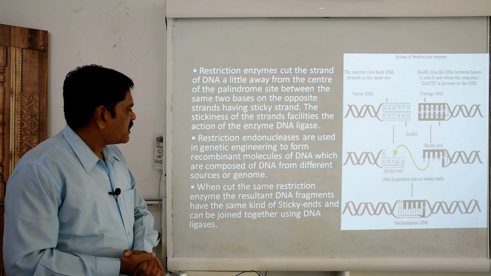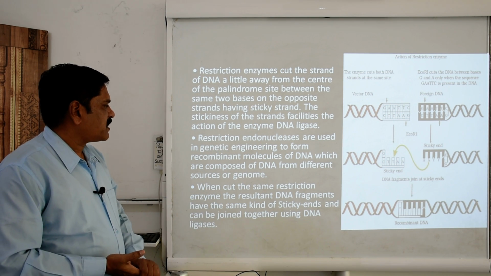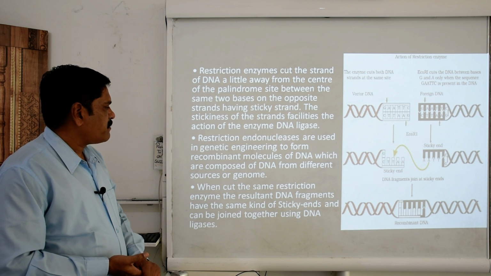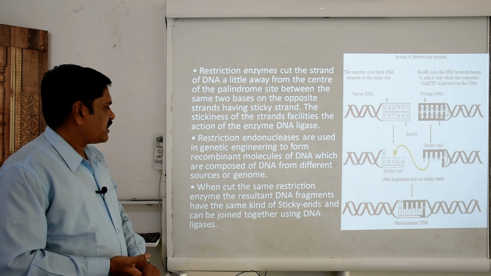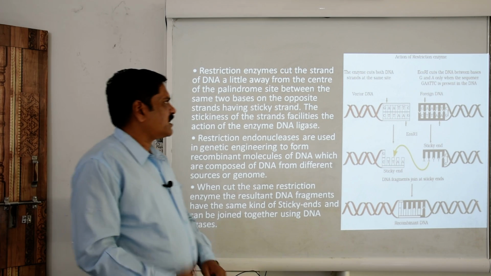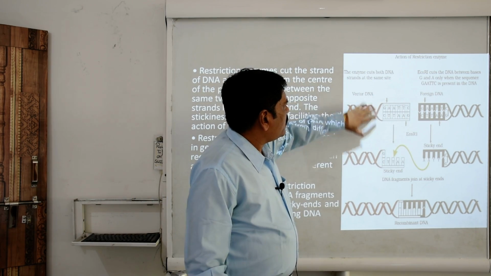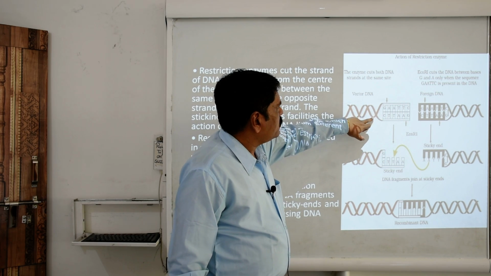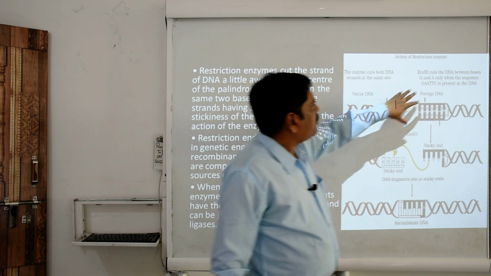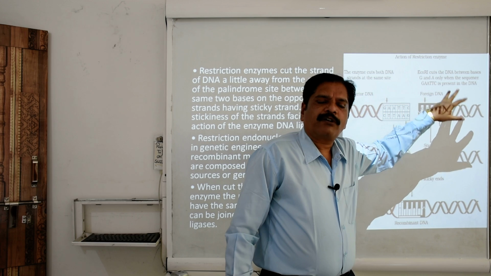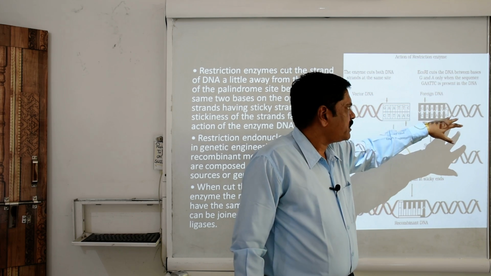And then when cut by the same restriction enzyme, the resultant DNA fragments have the same kind of sticky ends and can be joined together using the DNA ligases. With the help of this diagram, you can see that this is the genetic material of the vector DNA, and this is the foreign DNA. Foreign DNA means what? The desired DNA which we require.